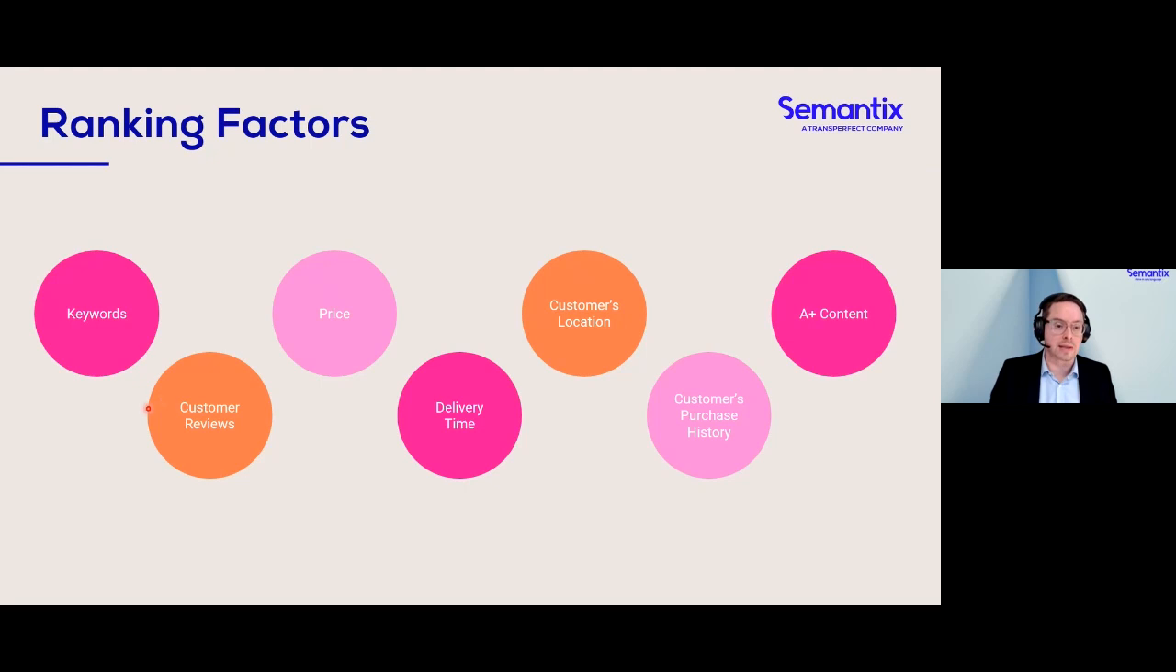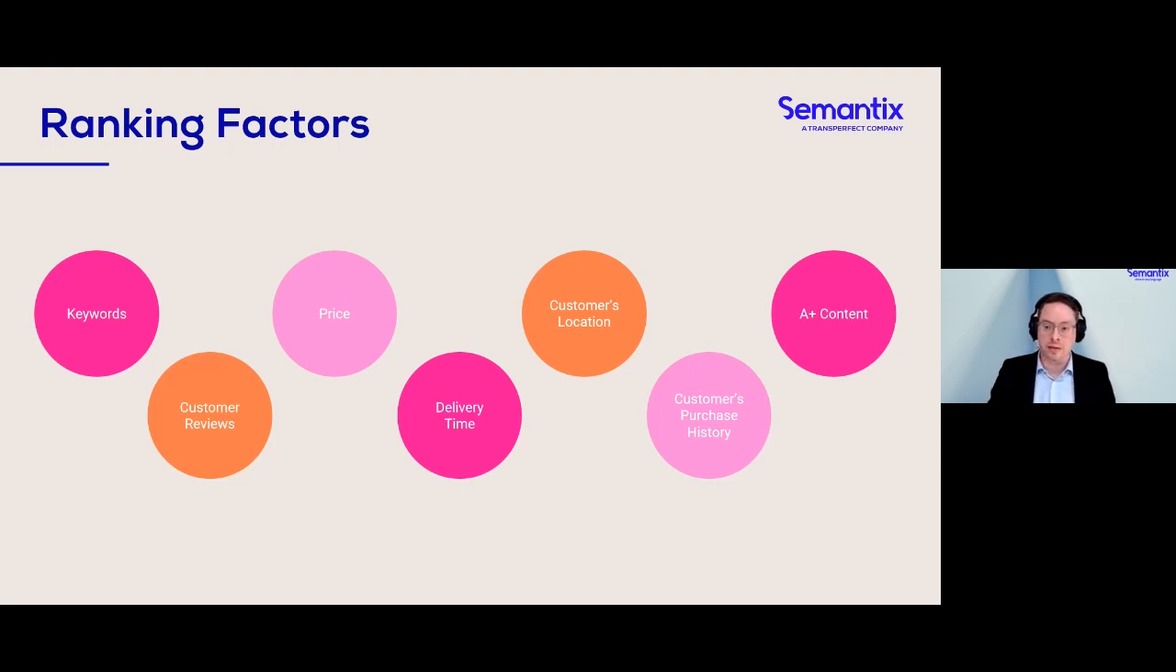And then the last one is the A+ content. So this is also known as enhanced brand content. So this is a part of your product details page, and it is a chance for you to show your brand to the customer. And Amazon is always looking again at giving the customer the best possible experience. So if it's able to give an improved brand experience, you also have a chance of ranking higher.